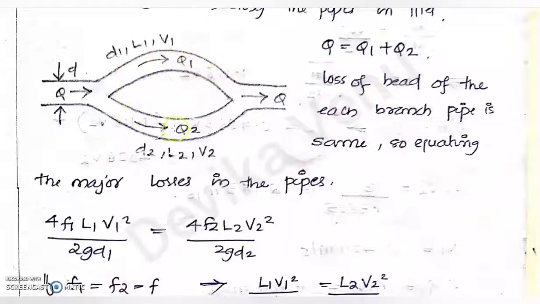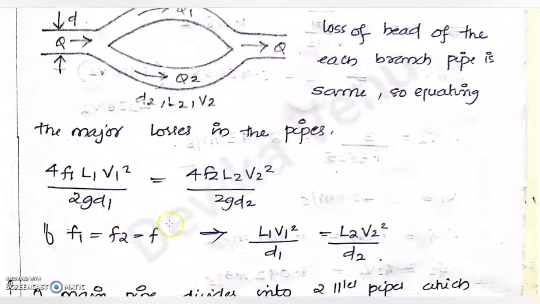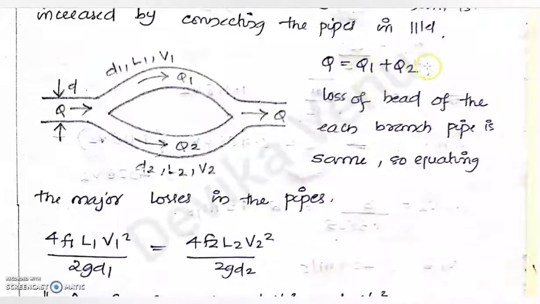In these two branches, the head loss due to friction should be same. So we can equate the head loss due to friction for this branch and that of this branch. This is the second condition for a parallel pipe situation. If F1 and F2 both are same, and we take it as F, then the common terms will cancel. So it will be L1 V1 square by D1 equal to L2 V2 square by D2. This is the second condition. This was the first one.